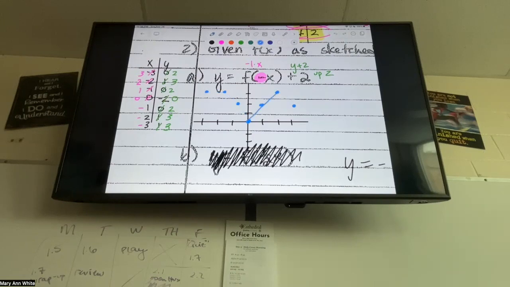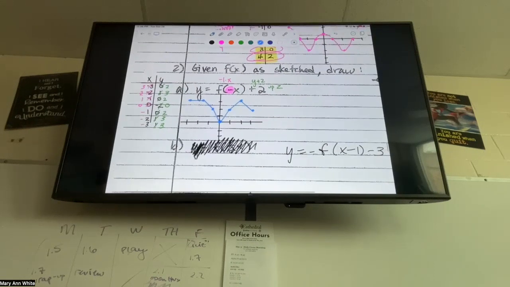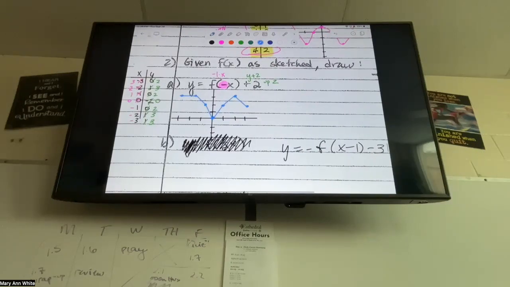My graph's kind of shaky, I'll try to redraw it. But as you can see, we did flip it, it went across the y-axis, and I moved everything up by 2 units. Are we doing okay with that? Okay.